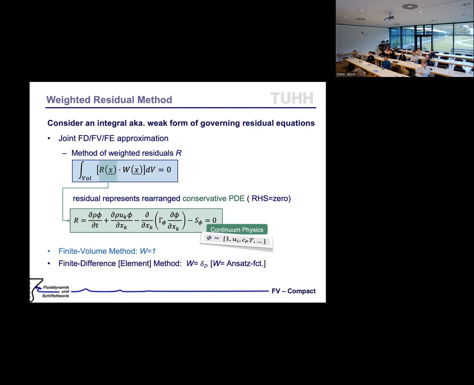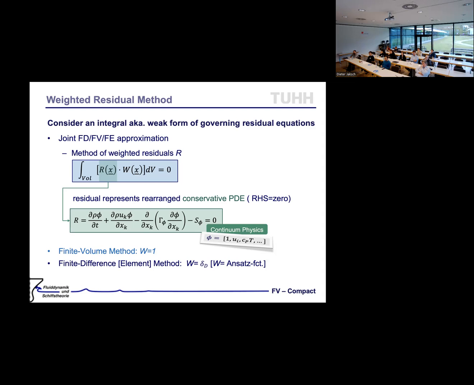If your weight is the Dirac function, you call this the finite difference method. This is actually some sort of gambling trick because the delta Dirac function essentially doesn't do anything else but through some magic erase your integral. So you're back to the strong form, the green part.